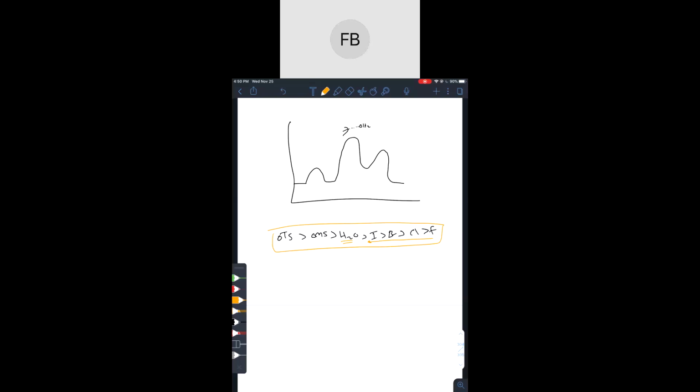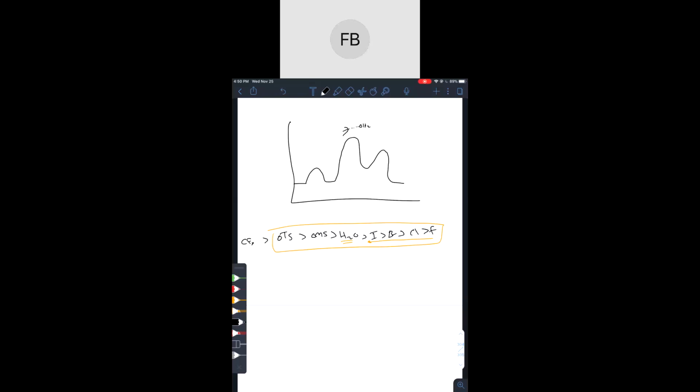And then between OTs and OMs, OTs is better, OMs is not so good, which we never really use that much. Just be on the lookout for it if it comes. The one right before that, I don't think I've seen him use. What is the one right before it? It was CF3 and then like an OTs with the sulfur.